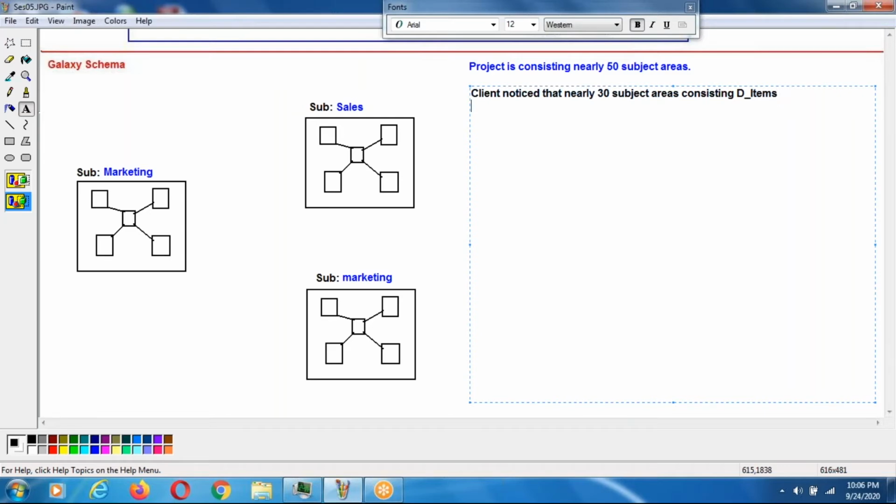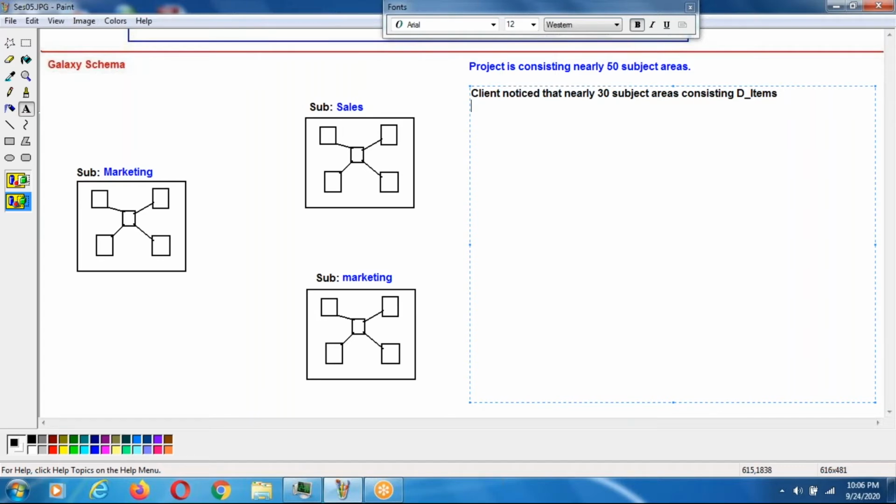Here the client is saying, why have you created the d underscore items table again and again? Nearly 30 times it is repeating, and because of that, space will be unnecessarily wasted. So don't work in this format. Try to create this table only in one subject area and share it with other subjects. That is what the client is suggesting.